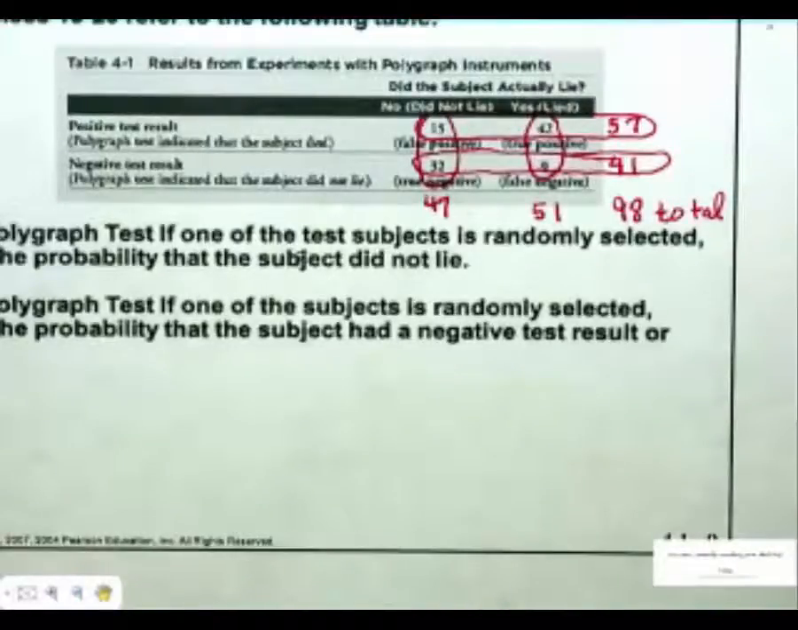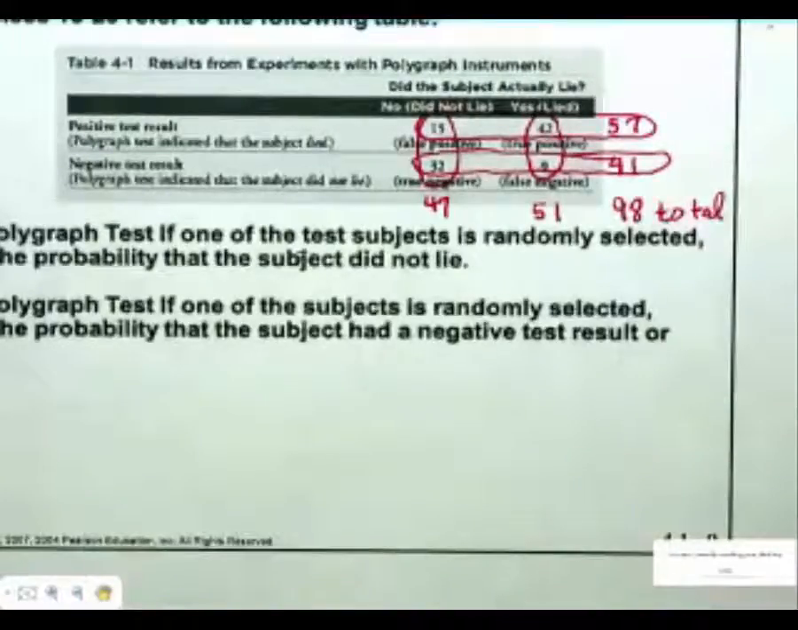In court, which would be worse, a false positive or a false negative? Yeah, in our justice system we really try not to lock away people who are innocent. That is probably even worse than letting go somebody who's guilty. So this shows why polygraph tests are inadmissible in court.